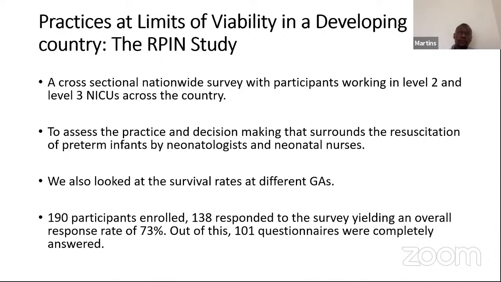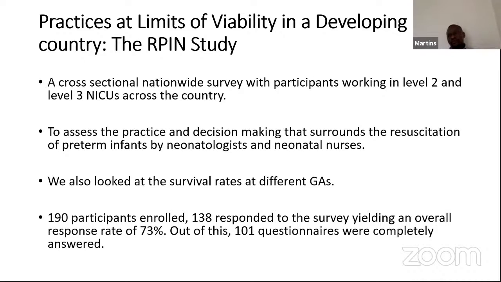Overall, our minimum sample size was 190 participants, but we ended up sending these surveys to over 300 doctors and nurses. This study was done over a 1-year period between 2019 and 2020, and 138 responded to the survey. Compared with our minimum sample size, we actually have a response rate of 73%. And after this, 101 completed the questionnaire.